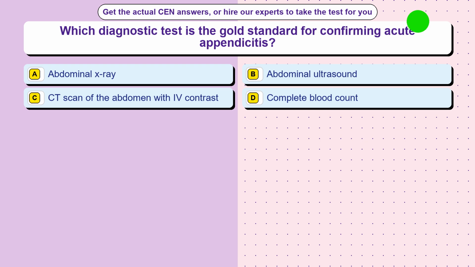Question 97. Which diagnostic test is the gold standard for confirming acute appendicitis? Option A, abdominal X-ray. Option B, abdominal ultrasound. Option C, CT scan of the abdomen with IV contrast. Option D, complete blood count.